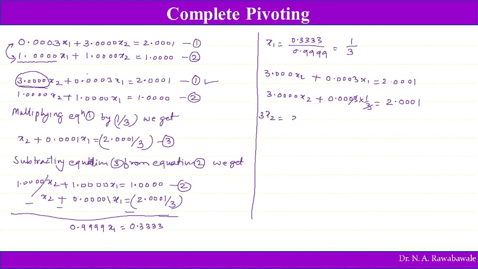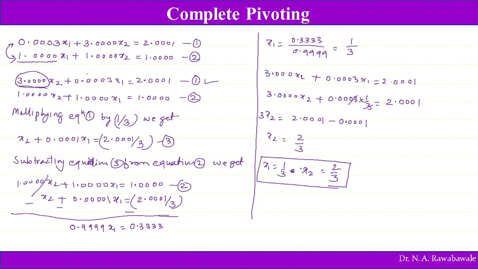3x2 is equal to 2.0001 minus 0.0001, so x2 is equal to 2 divided by 3. So x1 is equal to 1 by 3, and x2 is equal to 2 by 3. So this is how we get accurate answers by complete pivoting or pivoting.